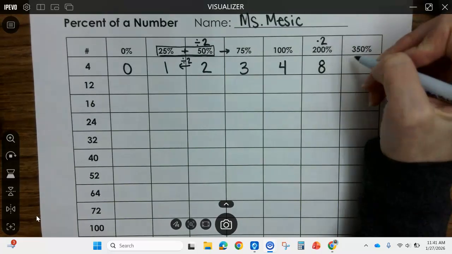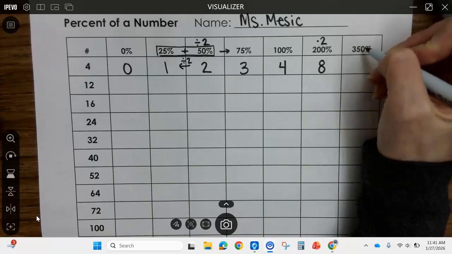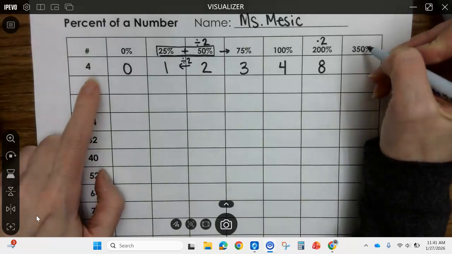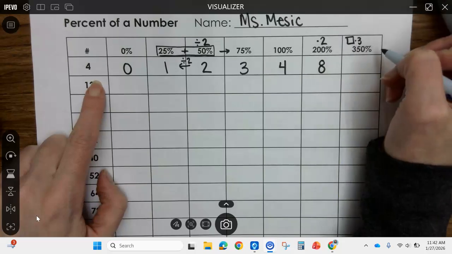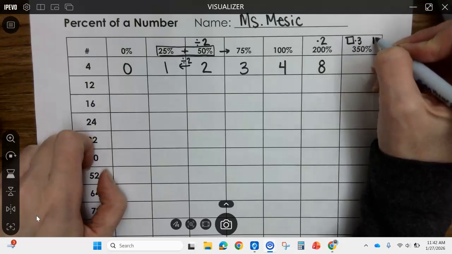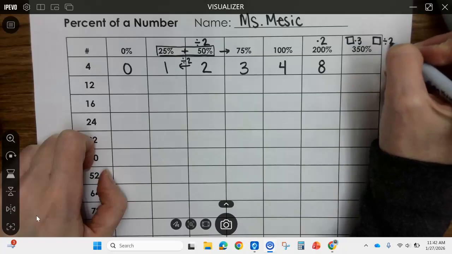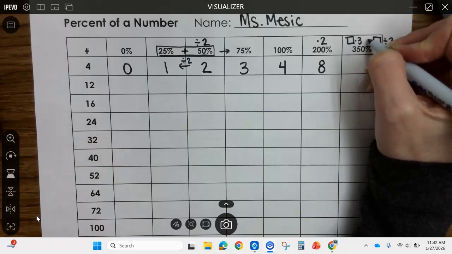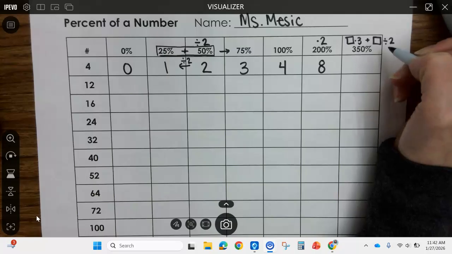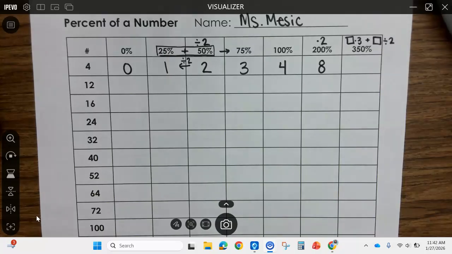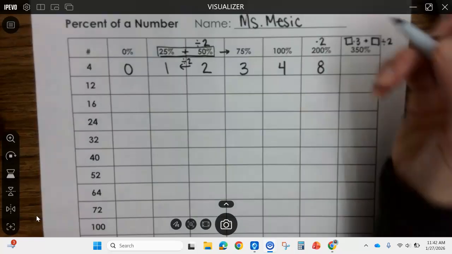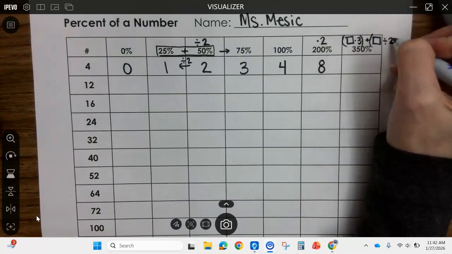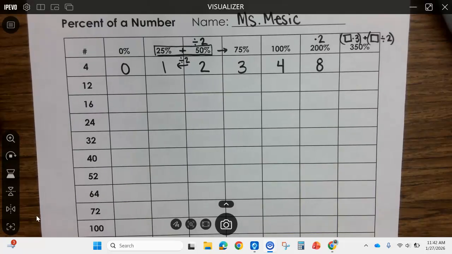All right, 350% would mean I'd have to triple this number. So I'd have to take my number and times it by 3. And then I also have to take that number and divide it by 2 to get the half. And then I will add both of those together. According to the order of operations, we would want to multiply and divide first before we add. But if you want, so you don't forget, you could also have parentheses.